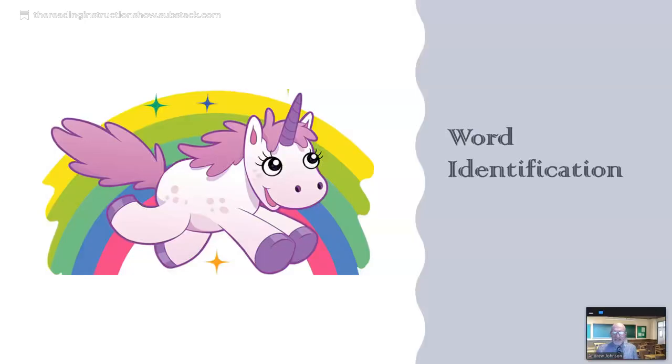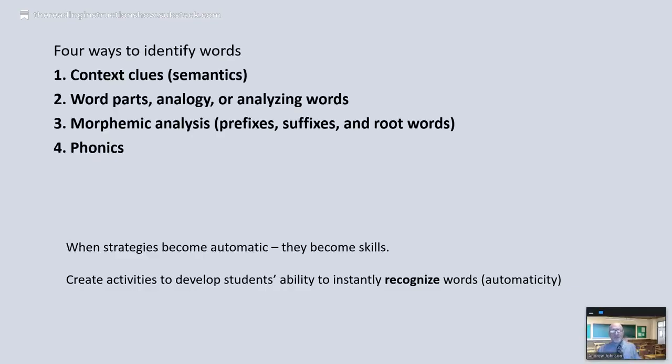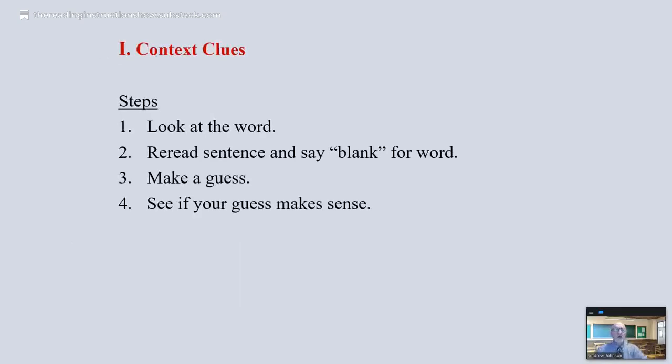Now, the last thing I want to cover is word identification. There are four ways to identify words. Now remember, you see a word, you don't recognize it, so you need to employ some sort of strategy. Here are the four strategies. And we teach the strategy to develop the skill, so these become automatic.